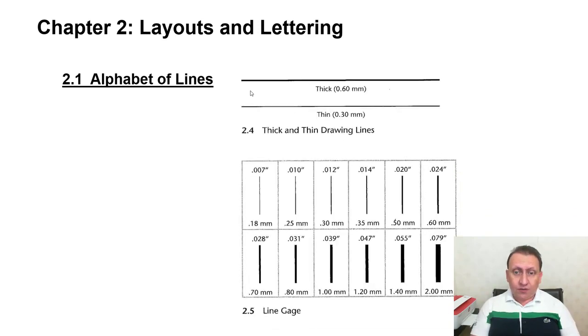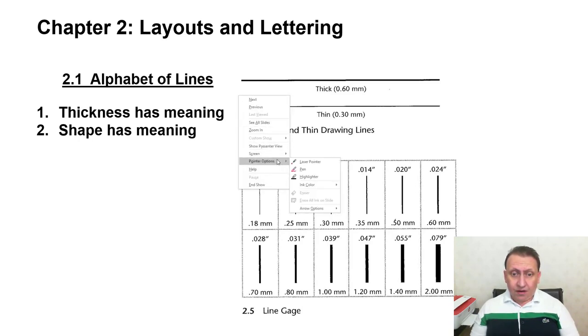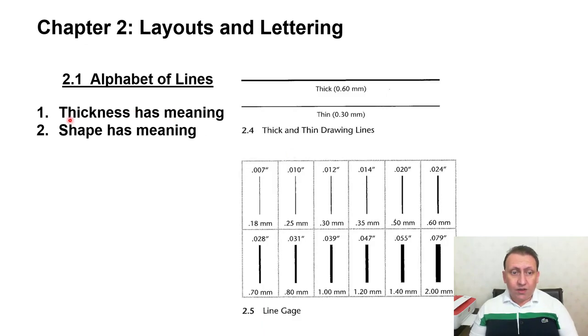So what are alphabets of line? I would like to inform you that thickness for engineering drawing has meaning, and shape has meaning. What do you mean? We cannot use any thickness of the line, thick or thin, for any purpose of engineering drawing. We have to be specific when we use a thick line or a thin line. Also, the shape of the line. What do you mean by shape of line? A line is a line. Do you think there is a shape? Yes, the answer is yes.